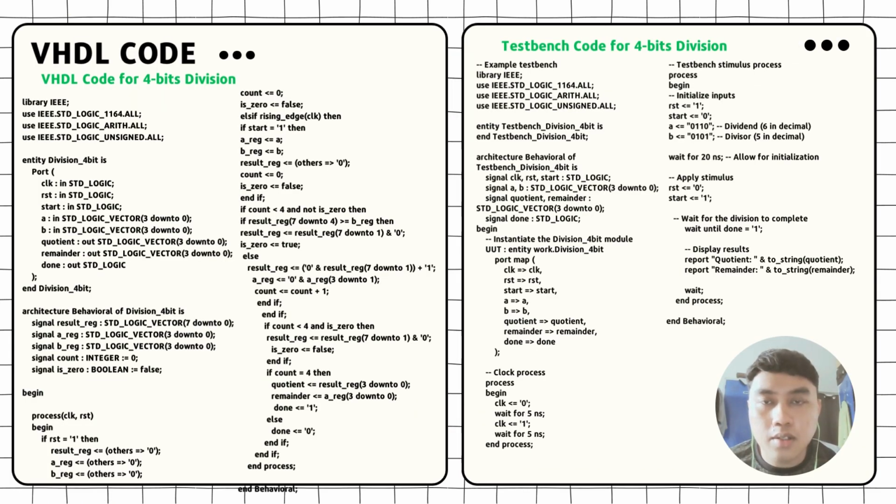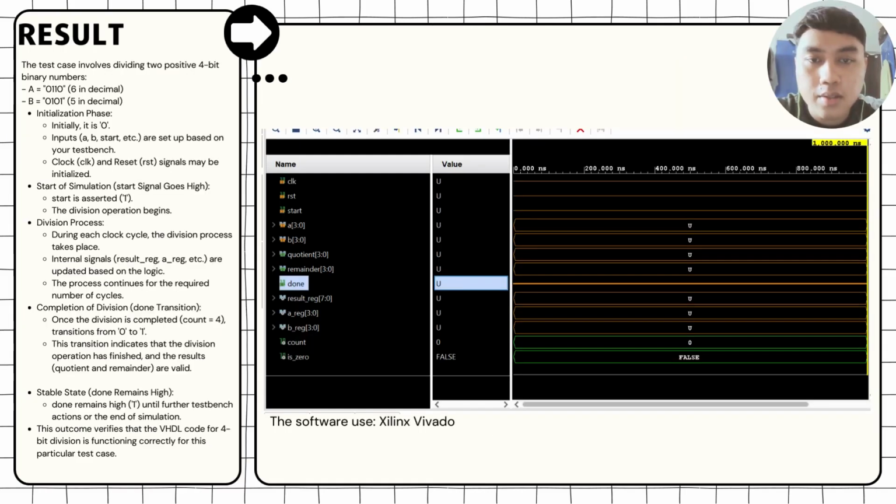This is the VHDL code for 4-bit division. On the left is the coding. As you can see, library. Then on the right is an example of the test bench. We paste the code into the software that I use. The software that I use is Xilinx Vivado. This is the result for the coding that I pasted into the software.